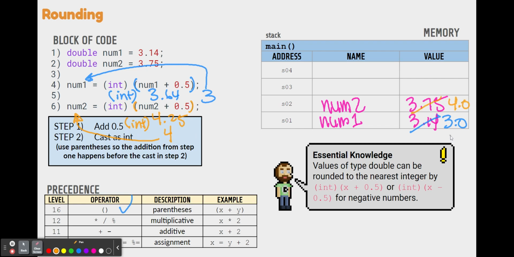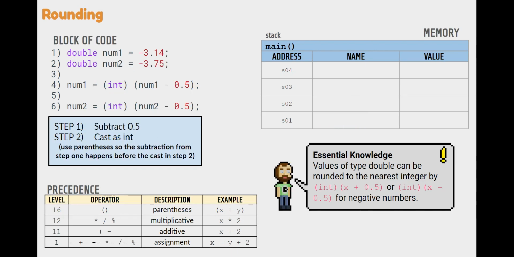So we can see from our 2 examples, the 3.14 correctly rounded down to a 3, the 3.75 correctly rounded up to a 4. That lines up with our essential knowledge that values of type double can be rounded to the nearest integer by casting as an int the value of x plus 0.5, or casting as an int the quantity x minus 0.5 for negative numbers.